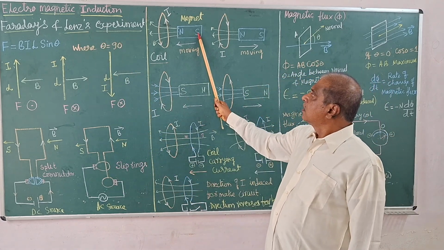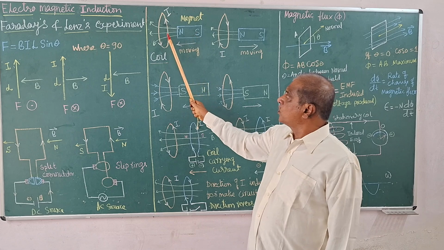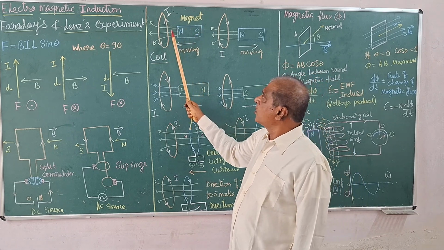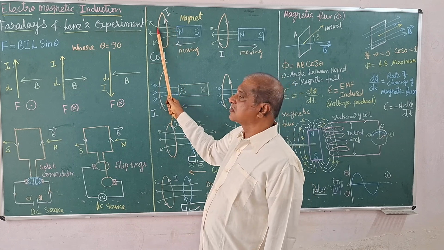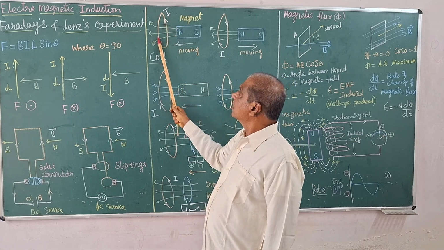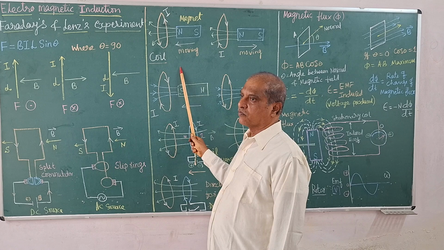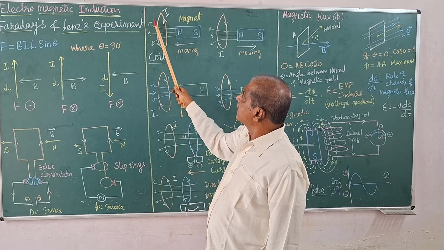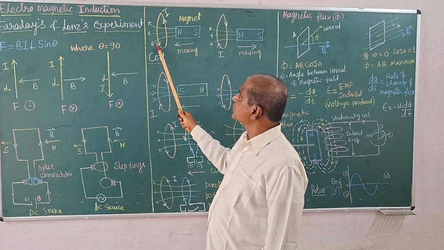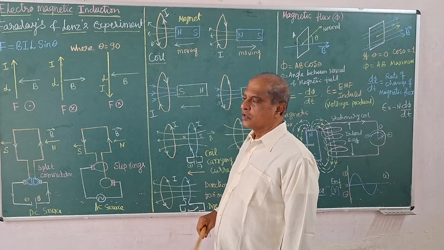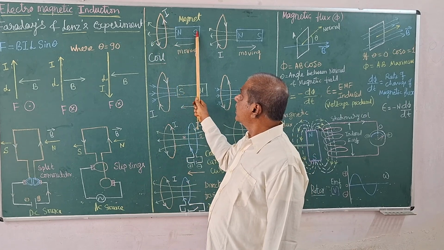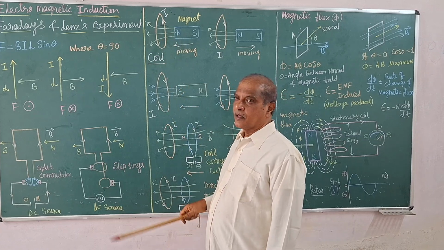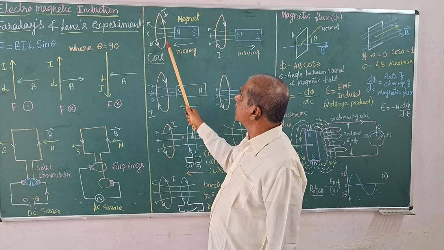Look at that. While the magnet is moving towards the coil, this is the magnetic flux. While moving toward it, magnetic flux increases in the area of the coil. This increase in magnetic flux induces current like this, in the anti-clockwise direction. That is a change. While moving thus, magnetic flux increases, that is a change in magnetic flux. That change in magnetic flux produces current like this.